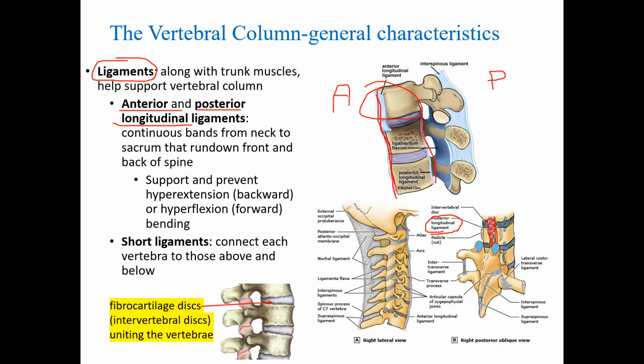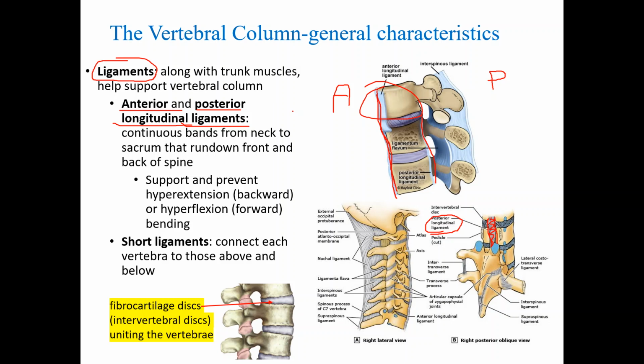All right, so the anterior and posterior longitudinal ligaments are continuous bands that run from neck to sacrum, so all the way down in the front and the back of the spine. And these ligaments are very important because not only do they support, but they also prevent hyperextension backward or hyperflexion forward. So excessive bending, basically.